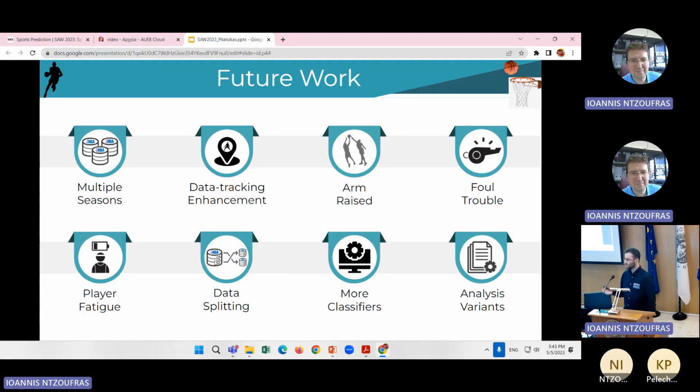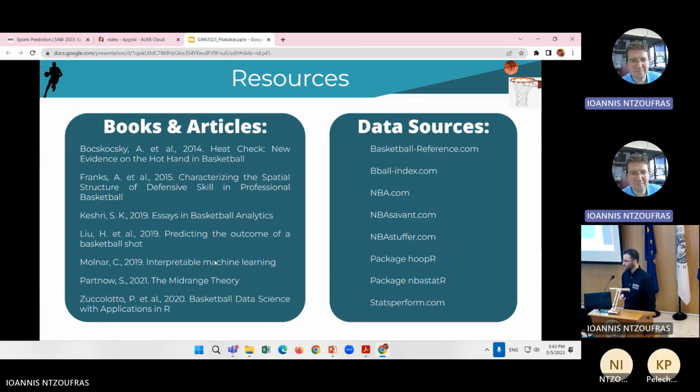It could also be interesting to know whether the defender raised his arm when contesting a shot, as this would increase the shot's difficulty, or if the defender was in foul trouble when guarding a shot. We could also review the player's fatigue during and between games. From a more technical standpoint, we could analyze multiple NBA seasons, experiment with more classifiers, or add more variations to our analysis. Here are some references.